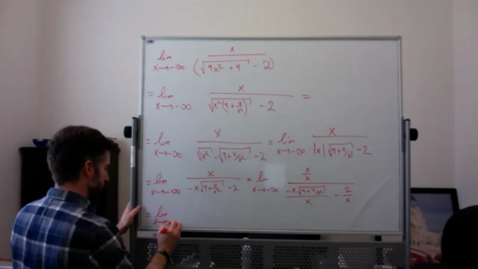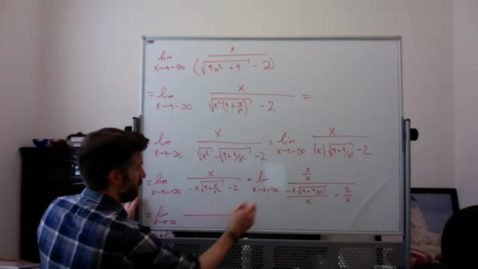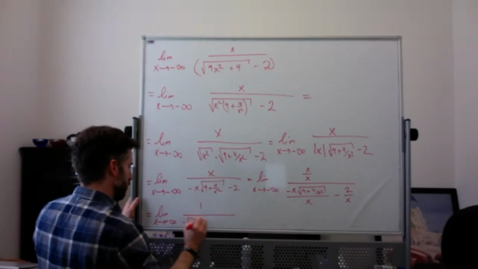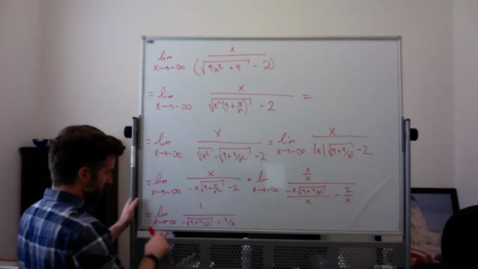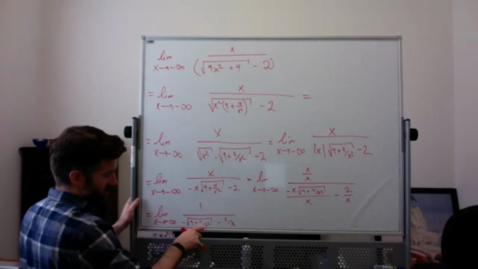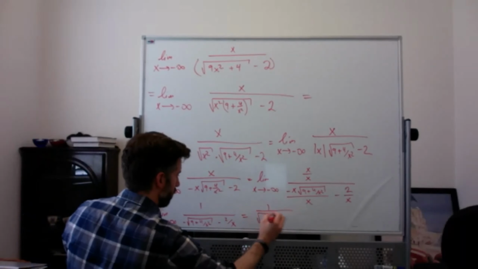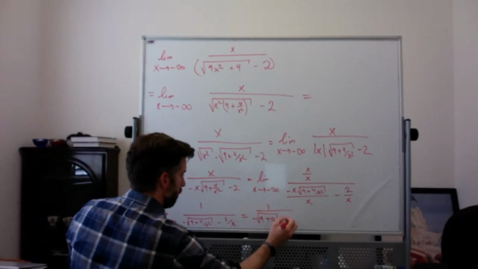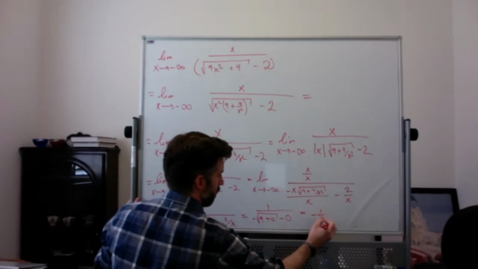So we have the limit as x goes to minus infinity. I'm writing the limit every time until I actually get a numerical answer. x divided by x is 1. x divided by x cancels here and I'm left with negative square root of 9 plus 4 over x squared, and minus 2 over x. Now, as x goes to minus infinity, 4 over x squared goes to 0 and 2 over x goes to 0. So I'm left with 1 over the negative square root of 9 plus 0 minus 0, which is 1 over negative 3, or negative 1/3.